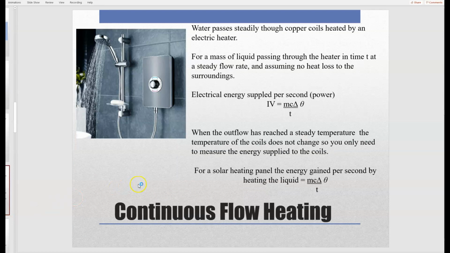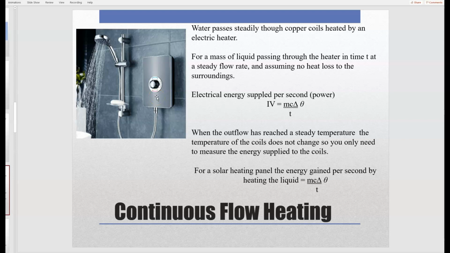Okay, the last one is the continuous flow heating. So this is something that might happen like in an electric shower. So if we look at this electric shower, what happens is the water will pass through copper coils, which are heated by an electrical heater. So inside here somewhere, there'll be some electrical coils which are heating up water, okay, and electrical energy is being supplied to do that.